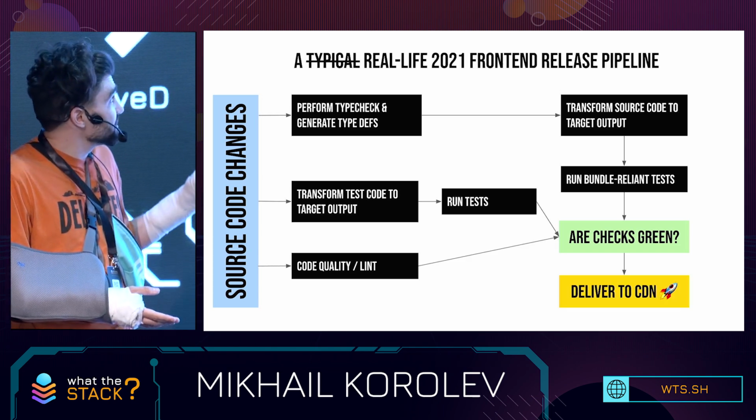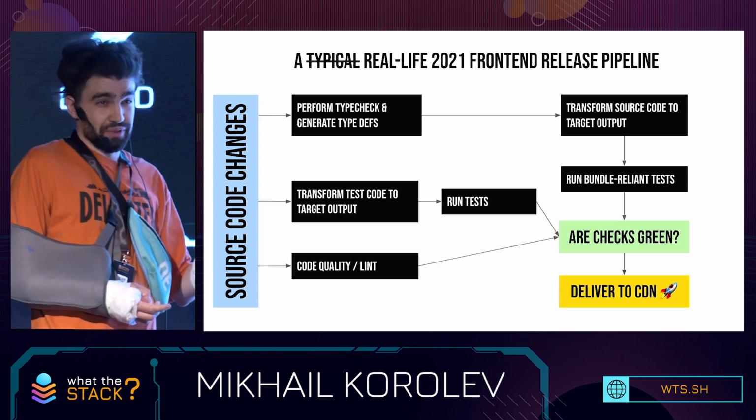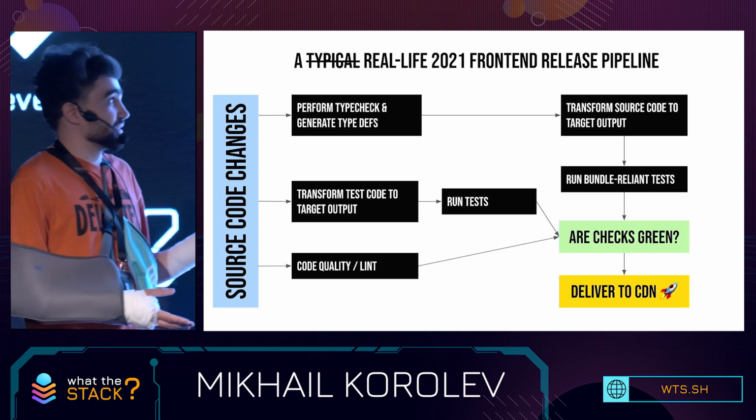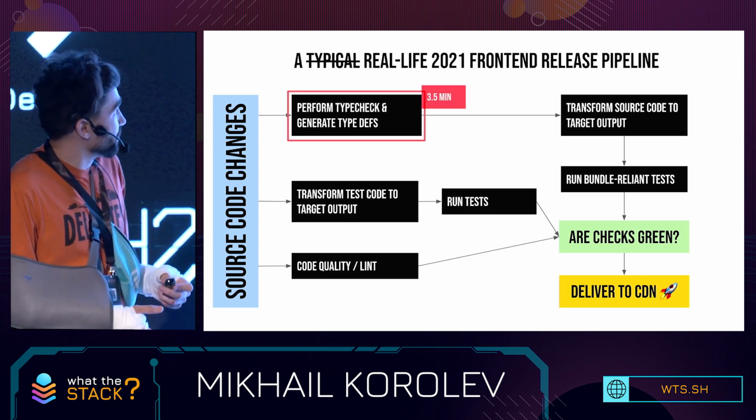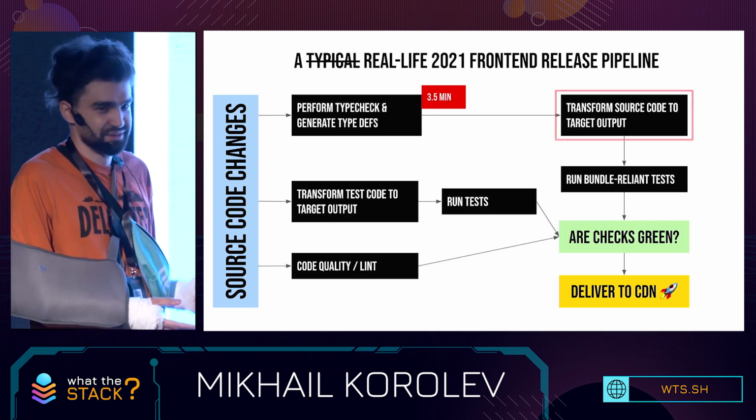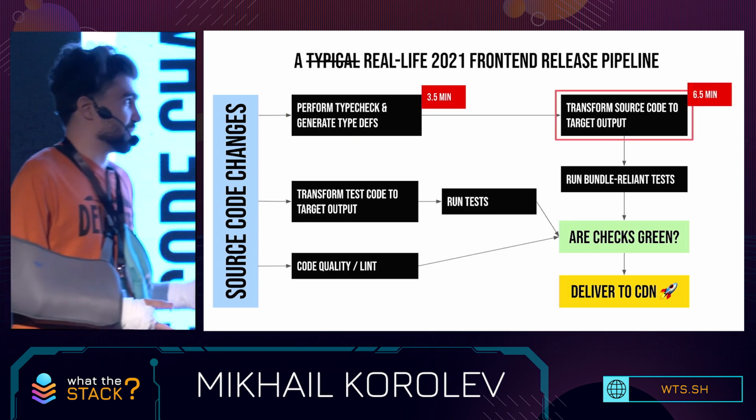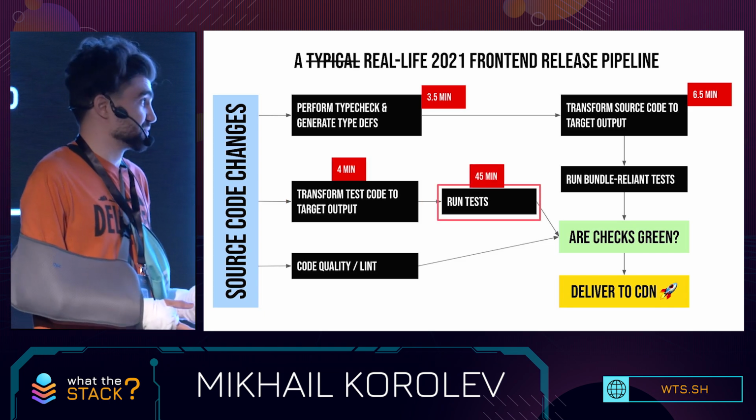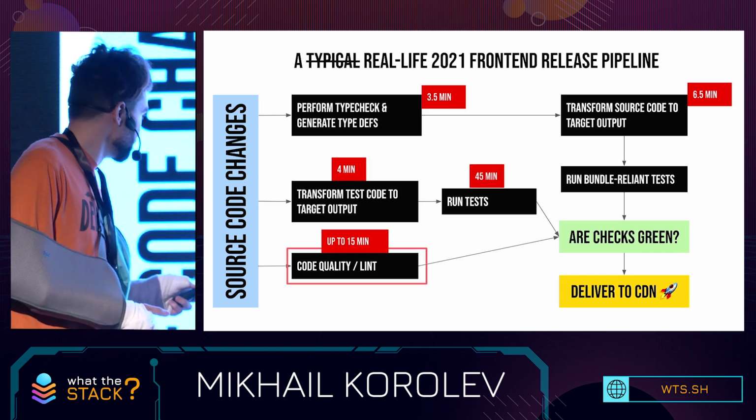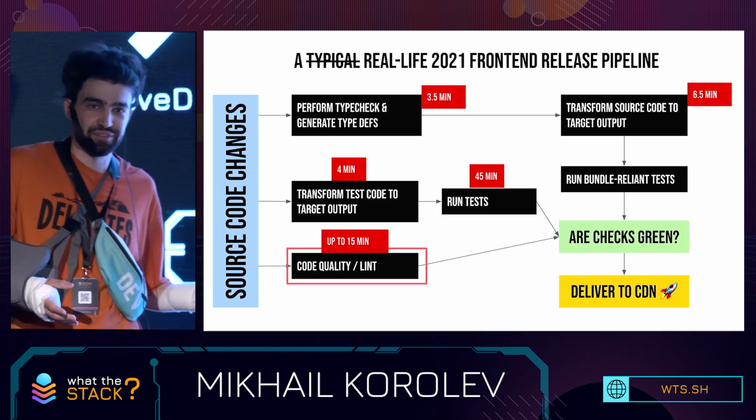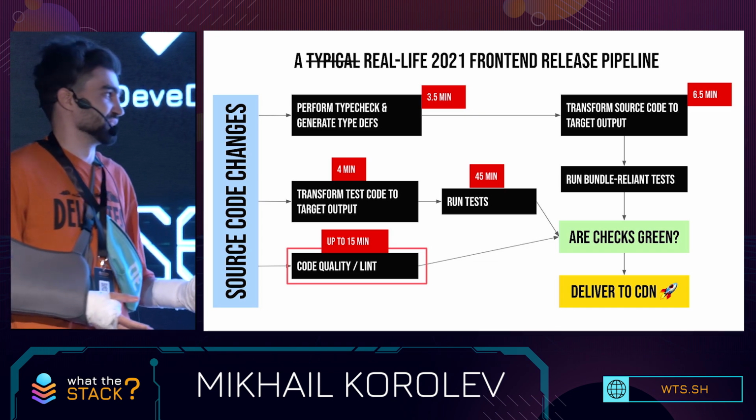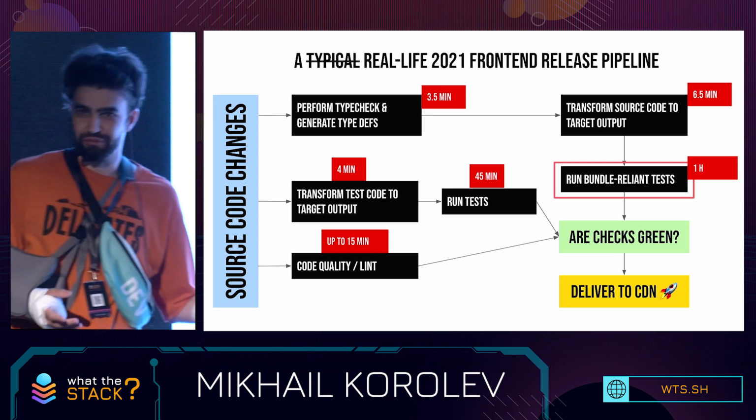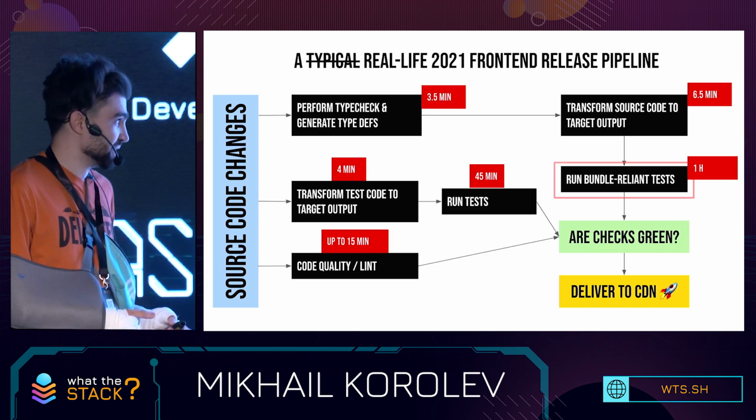This is a real-life example of an app of around 1 million lines of code. It's a big JavaScript app, a massive monorepo, and I worked on it in 2021. For type checks, we had 3.5 minutes of TypeScript just running, checking types. Transforming and bundling took 6.5 minutes, transforming tests 4 minutes, running tests 45 minutes, which is insane. Code quality, with ESLint and Prettier running on this massive beast, would take up to 15 minutes. And the bundle-related tests would be around 1 hour, but that's whole user flows and stuff like that, end-to-end tests, so to say.